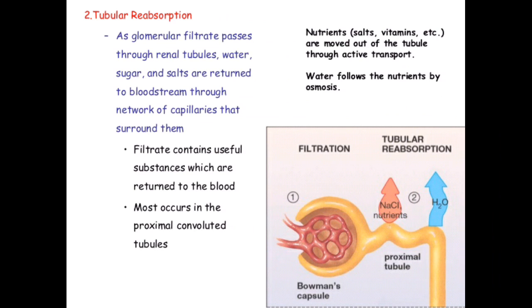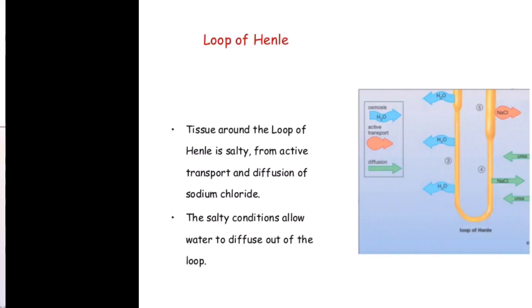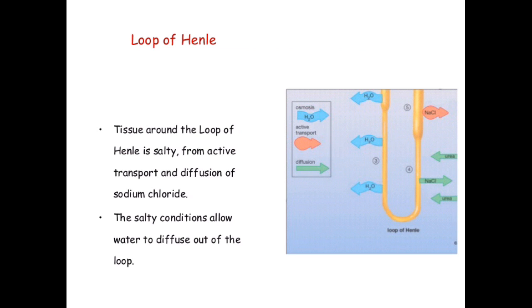Tubular reabsorption. As glomerular filtrate passes through the renal tubules, water, sugar and salts are returned to the bloodstream through the network of capillaries that surrounds them. Filtrate contains useful substances which are returned to the blood. Most occurs in the proximal convoluted tubule. Loop of Henle: tissue around the loop of Henle is salty from active transport and diffusion of sodium chloride. The salty condition allows water to diffuse out of the loop.